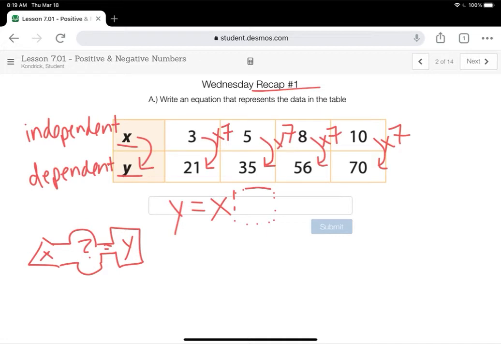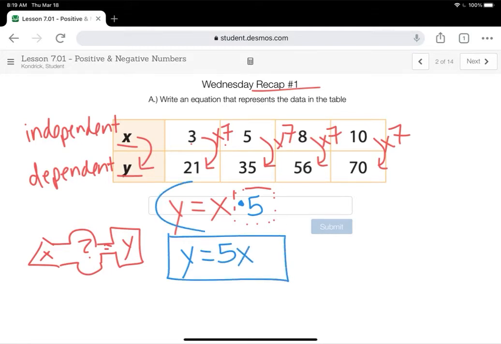So to get from 10 to 70, I did 10 times 7. 3 times 7 equals 21. So how I could write this equation is I would take my x value and I would multiply it times 5 to get y. Another way we could write this is y is equal to 5x. So that would be my equation. This one again is still fine as well. But I'm noticing that I can put in any value for x, and if I multiply it by 5, I would know what my value of y would be in this situation.